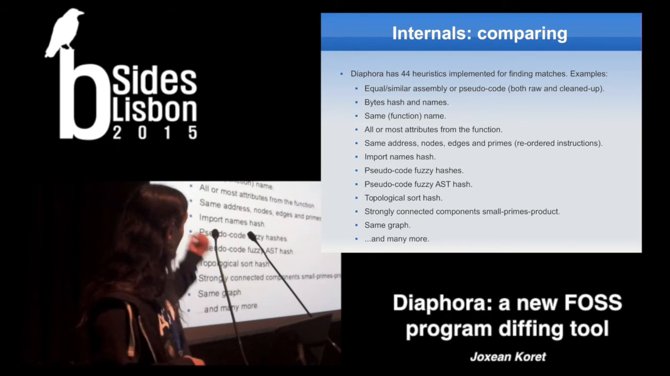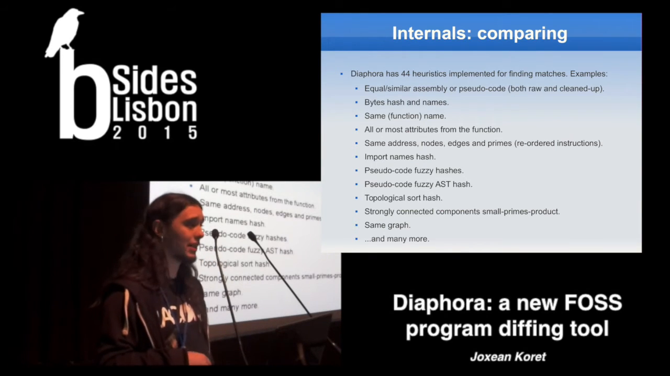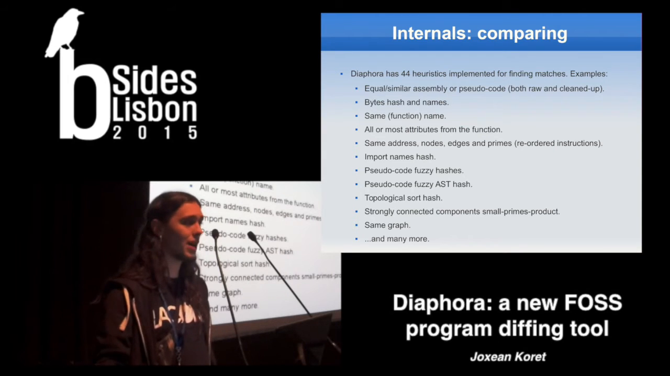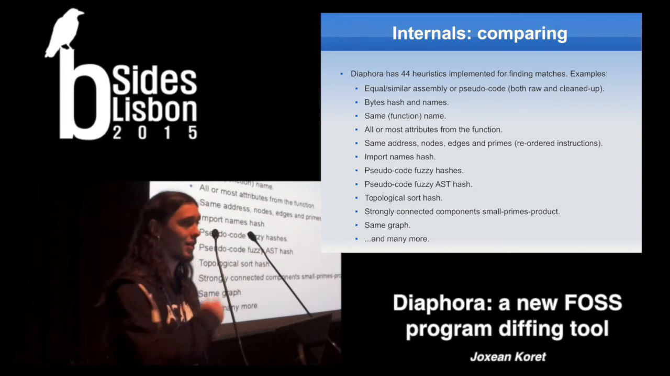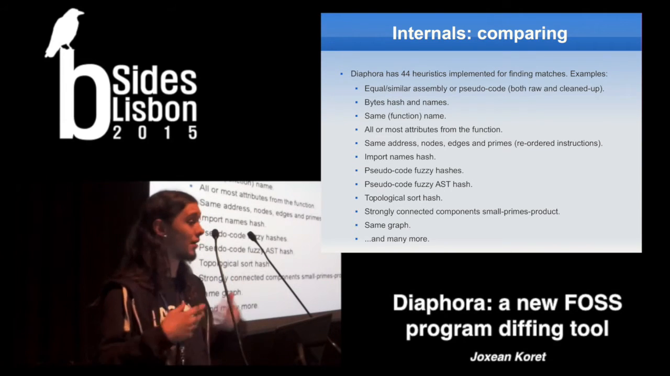Some other heuristics are the byte hash and name. If the hash I calculated with the non-changing bytes of each function and also the true names referenced from both functions are the same, we have a good match.